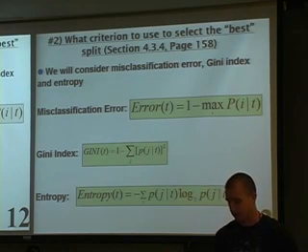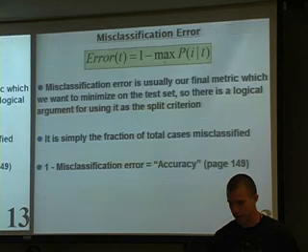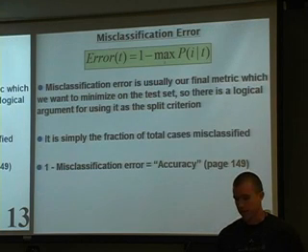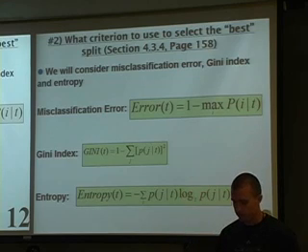In fact, entropy is intuitive, right? How much entropy is there? The maximum of all these, of course, would occur when you're at 50-50 for the two-class problem.